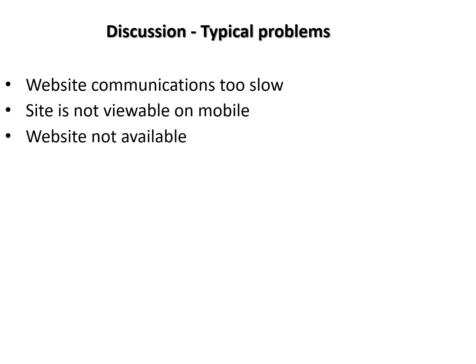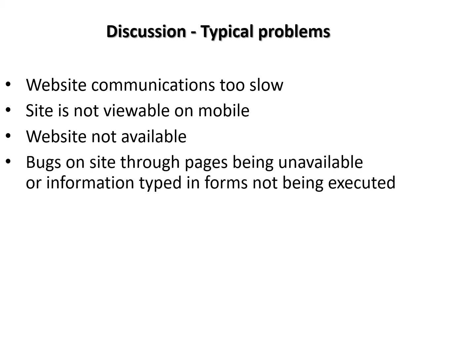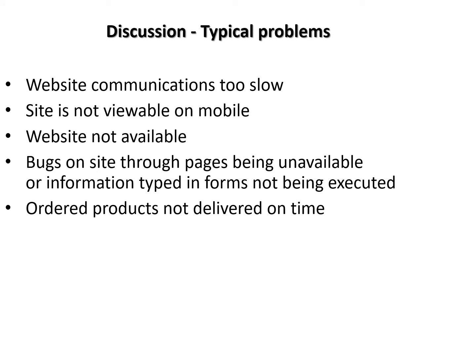Website not available. Again, the name settings, account settings, or linkages, breakages could be a reason why the website is not available. Bugs on the site, through pages being unavailable or information typed in forms not being executed. Again, that could be problems with your coding or refreshing of pages or unsuitable links. Ordered products not delivered on time. Again, you have a delivery time, and if it's not delivered on time, then that is a potential problem. But then you need to communicate with the customer to ensure that they know what's happening if you can't deliver on time.